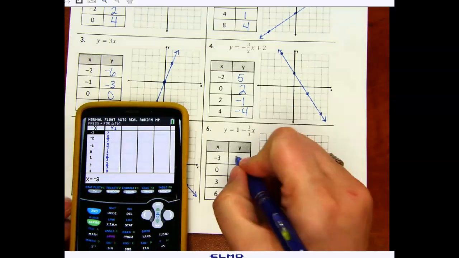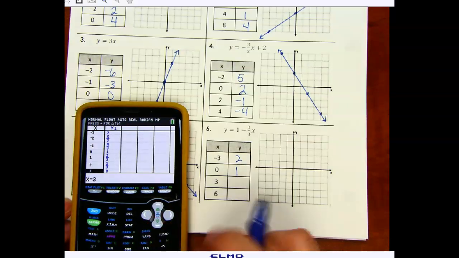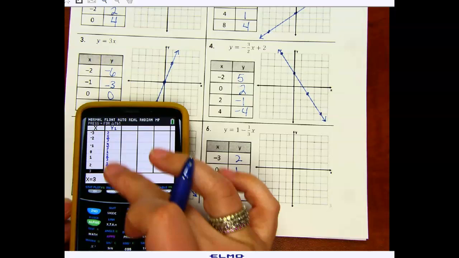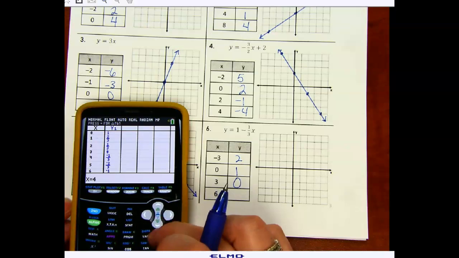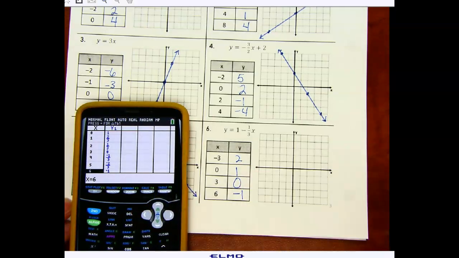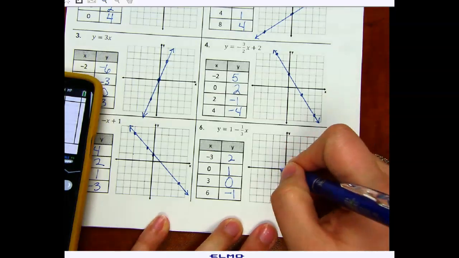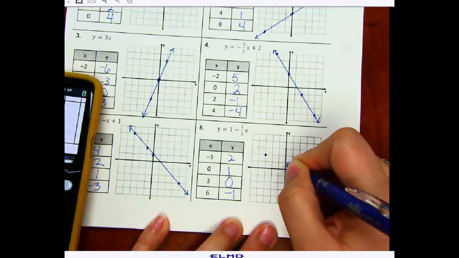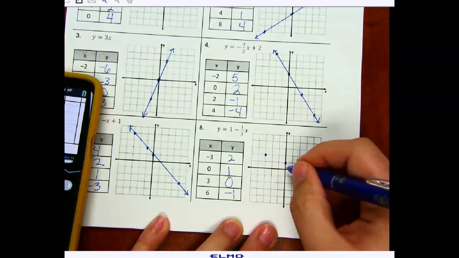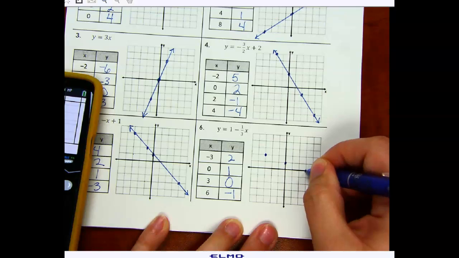Negative 3 goes with 2. 0 goes with 1. 3 goes with 0. And notice there's not as many on there because part of them are fraction answers. And then 6 goes with negative 1. All right, so then we're going to put these on our graph. So we've got 1, 2, 3 to the left, up 2. 0, don't go left or right, just go up to 1. And then we're going to go over to 3, 1, 2, 3, but this time the 0 tells us don't go up or down.